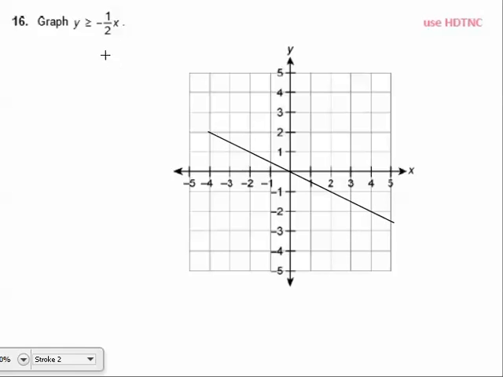Okay? But it is an inequality, so we have to decide which side to shade, don't we? Well, I'm going to use the point 1, 1, this point right here. Why? Because it's not on the graph and it's easy to plug in there. 1 is greater than or equal to negative 1 over 2. Is this true? Yes, it's true. That means I would be shading that side of the line. That means I would shade this side up here.